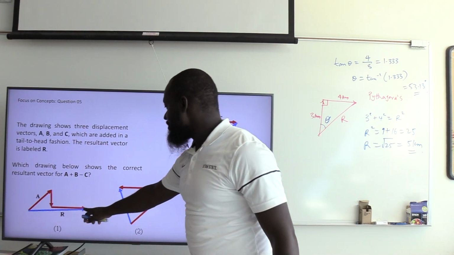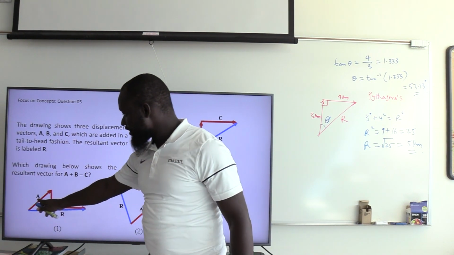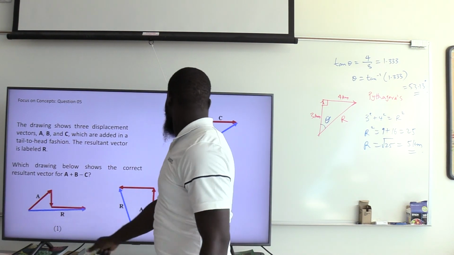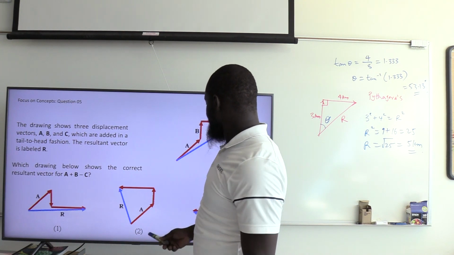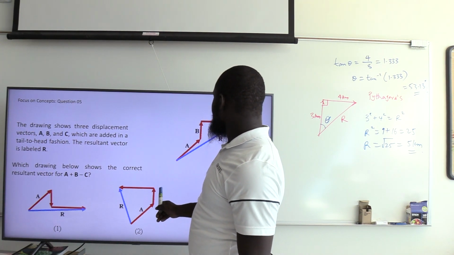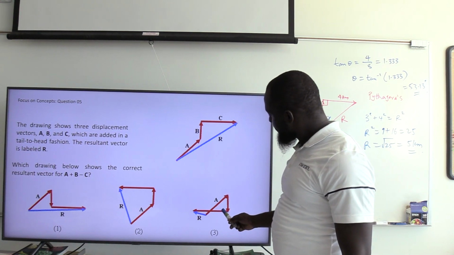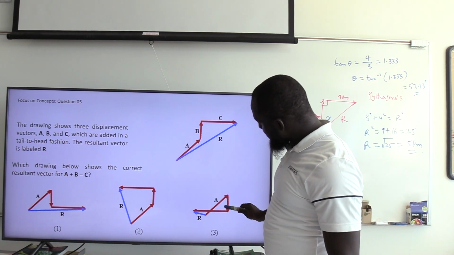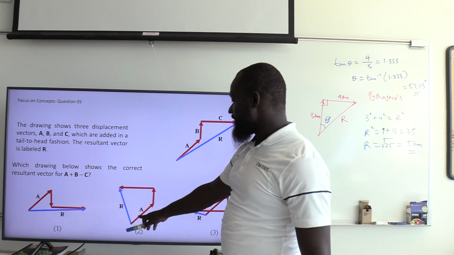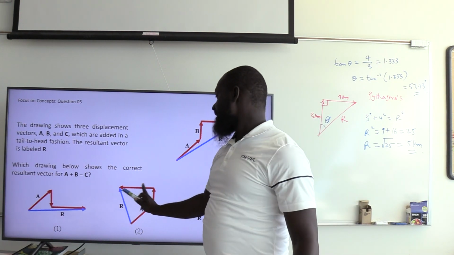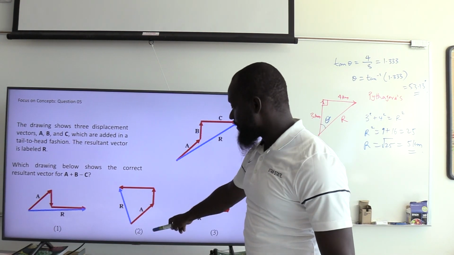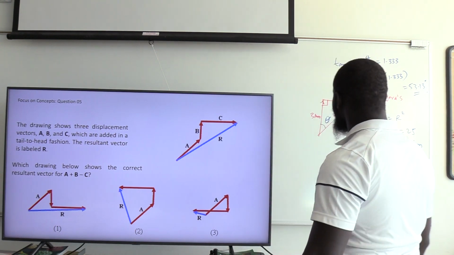Okay, so this is wrong. So let's see what this one is. This is A, this is minus B, and plus C. So that's not what we want. This is A plus B minus C. So this is the correct one. This one is A minus B minus C. So this is the one that is A plus B minus C. So that is that one. So the correct one is number 2 for this case.